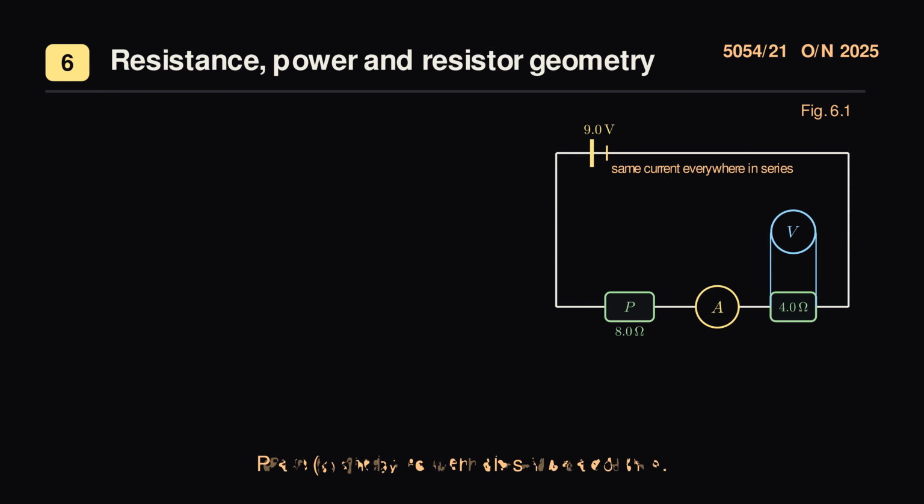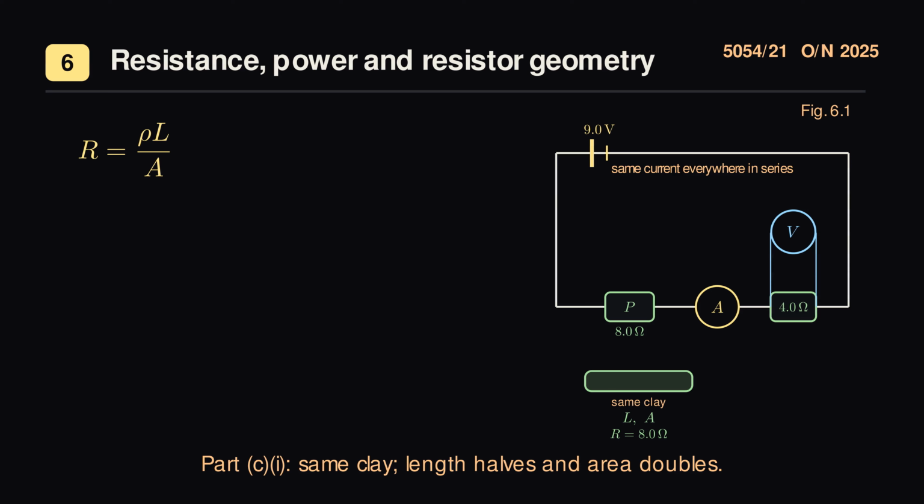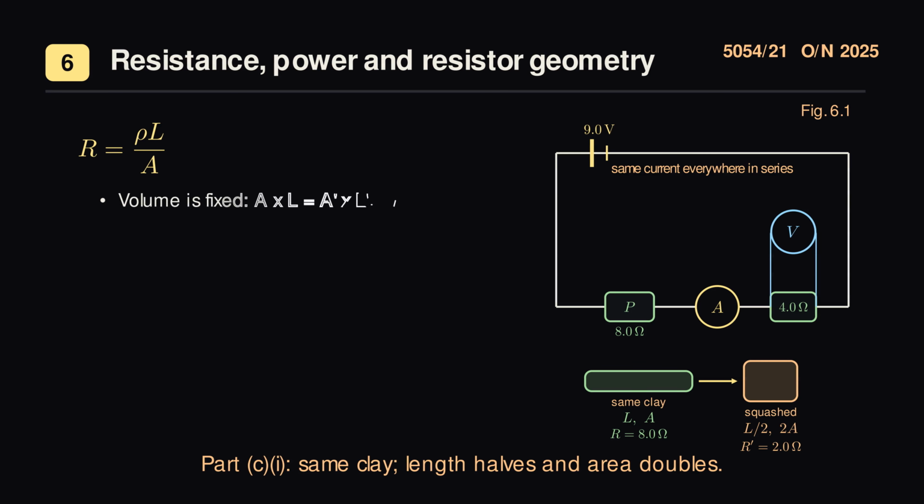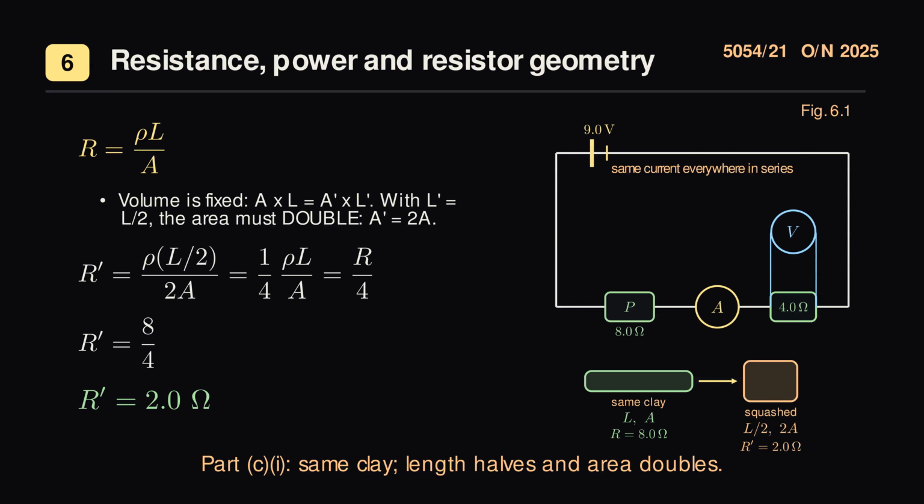Part C, Part 1. P is made from the same clay, so its volume is fixed. When the length is halved, the cross-sectional area doubles. Since R equals ρ L over A, the new resistance is 1/4 of the original, 2 ohms.